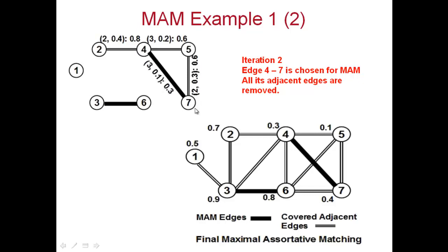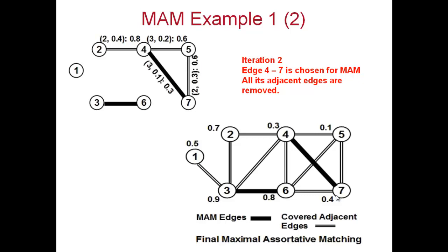So we pick this edge 4, 7, and once we pick the edge 4, 7, automatically these 3 adjacent edges will get ruled out. So these are the 2 edges that we can find for a maximal assortative matching, 3, 6 and 4, 7. And you can check right away manually that their node weights are very close, 0.8 and 0.9, and 0.3 and 0.4. So that's what I said. That's our primary objective of finding this matching. We want to find a set of edges that are very close to each other.